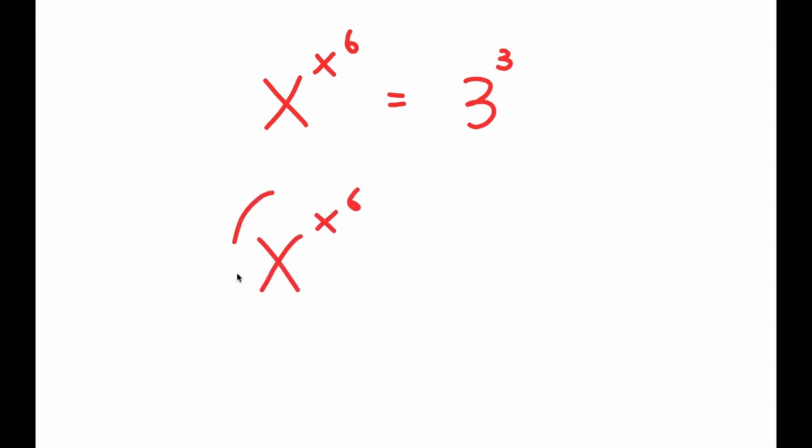Alright, so in this video, I'm solving the equation x^(x^6) = 3^3. So to solve this, I'm going to first take the power of 6 on both sides. So I get (x^(x^6))^6 = (3^3)^6.